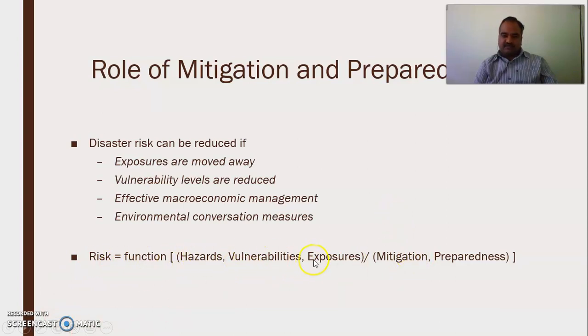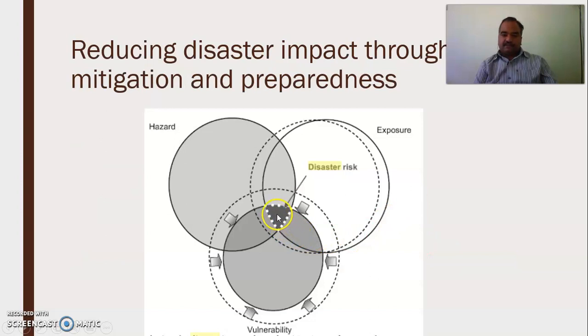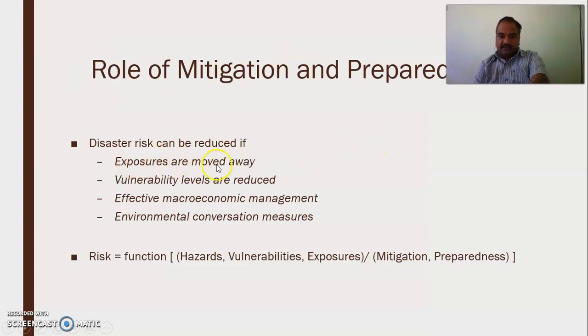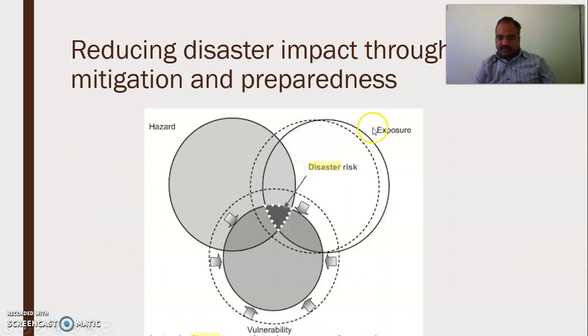See, the risk is a function of all these three terms which we have seen, which are directly proportional. Now the mitigation and preparedness come in. If we reduce the risk by driving away the exposures, that was the first point: exposures are moved away and vulnerability levels are reduced. See what is happening now. Earlier this was the level; now you are trying to reduce the risk. This is a very clear picture of how to reduce the impact of a disaster.